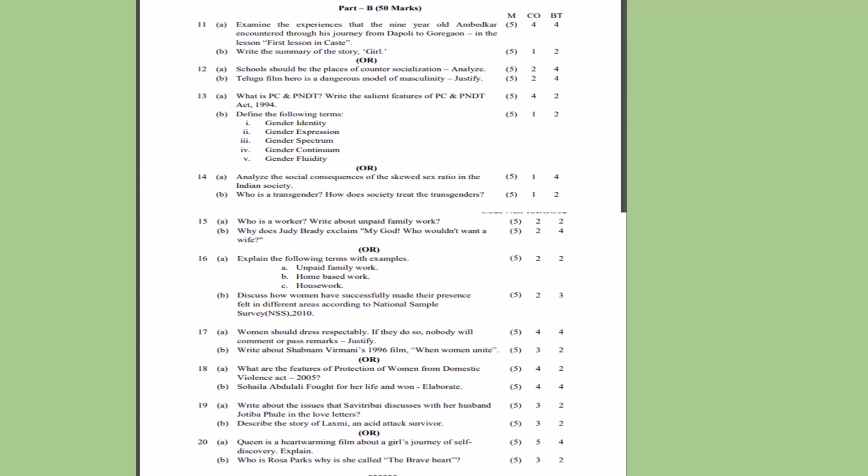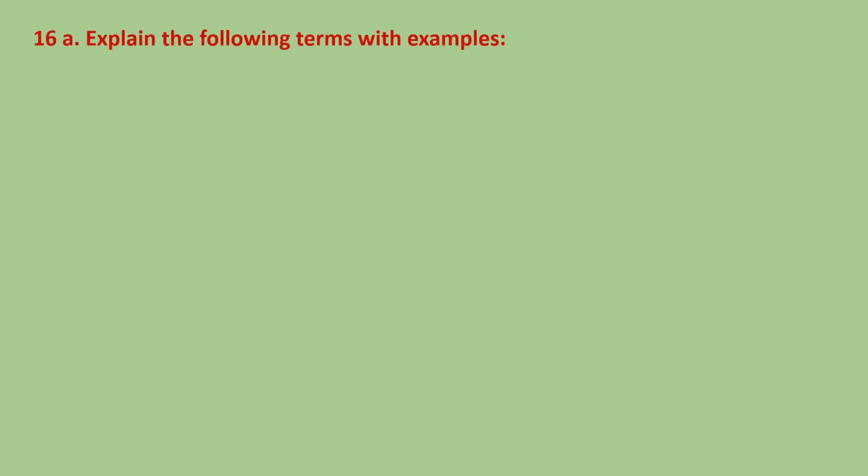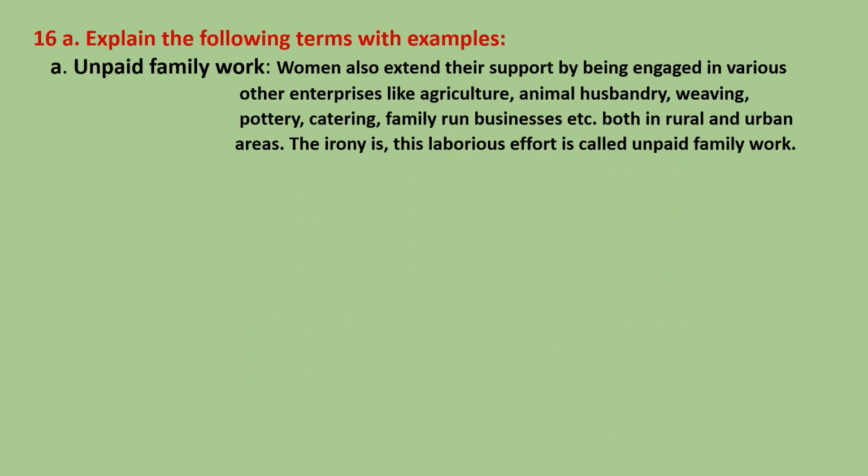So, continuation. Explain the following terms with examples. Unpaid family work. Women also extend their support by being engaged in various other enterprises like agriculture, animal husbandry, weaving, pottery, catering, family run business, etc., both in rural and urban areas. The irony is, this laborious effort is called unpaid family work.